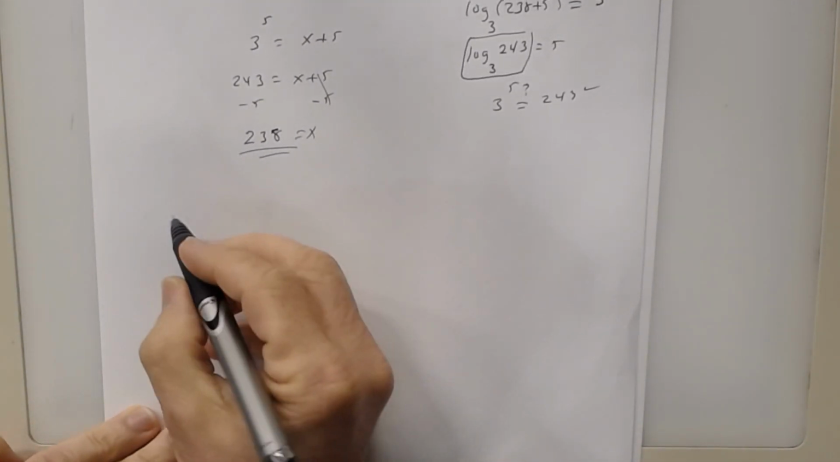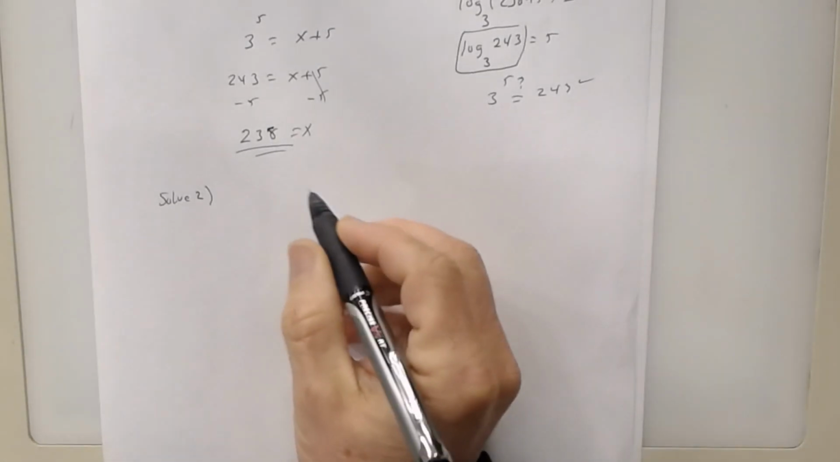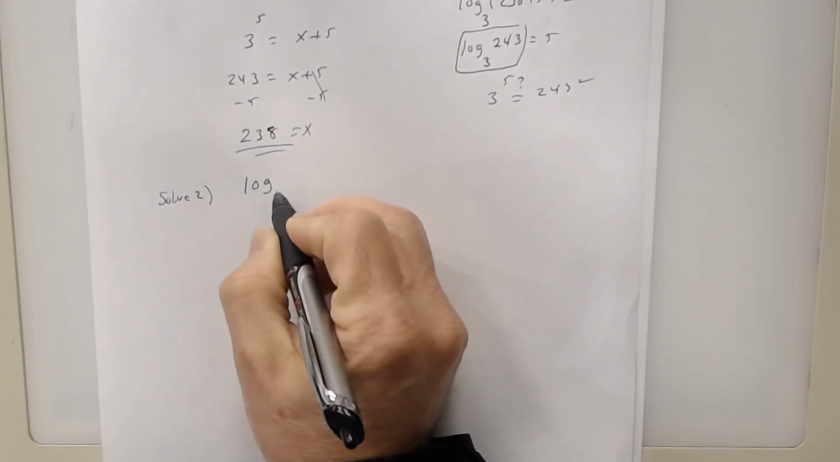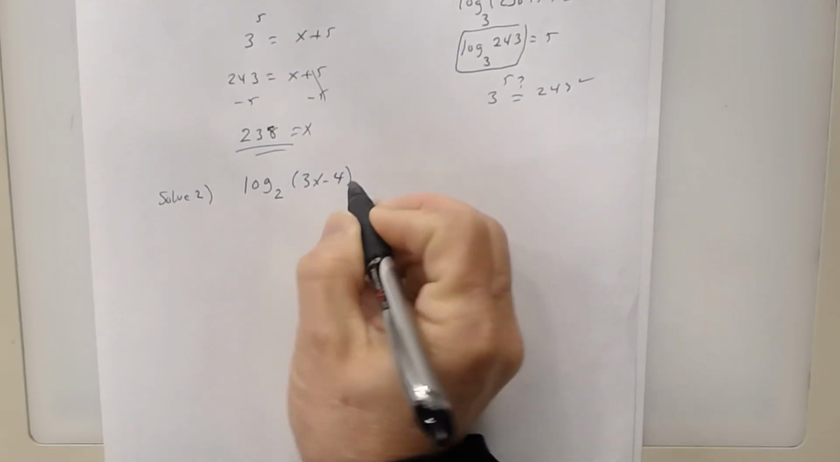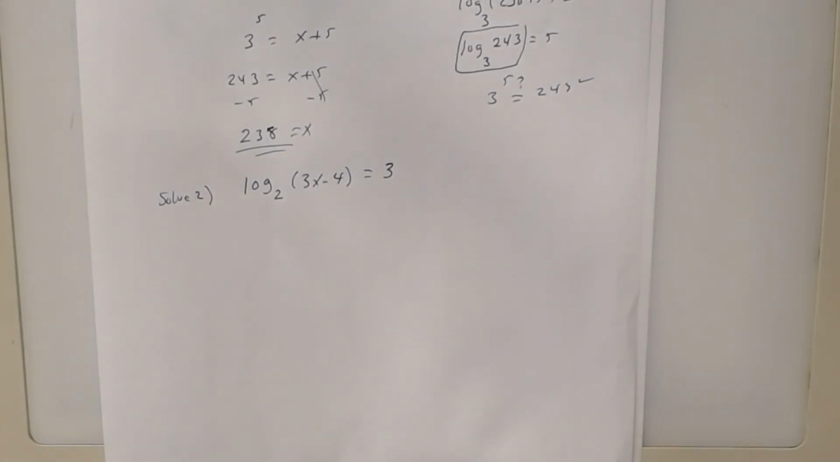Okay? All right, number 2. Let's solve this one. Okay, suppose you had the log base 2 of 3x minus 4 equal, let's say, 3. Now you're going to solve this equation. You now know how to solve this equation on Monday. What are you going to do? What are you going to do Monday? Leave it blank?